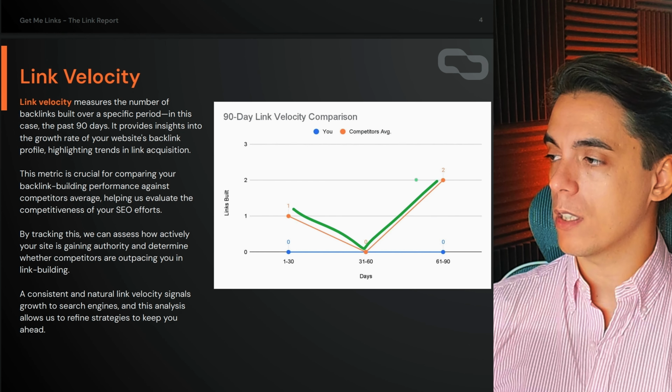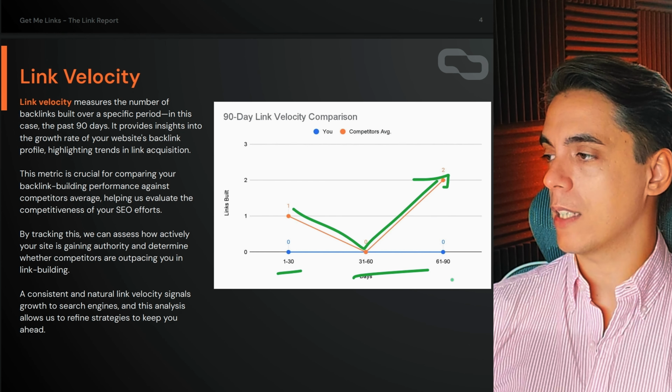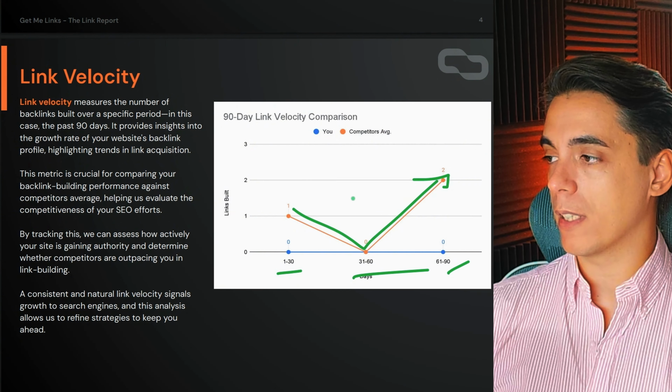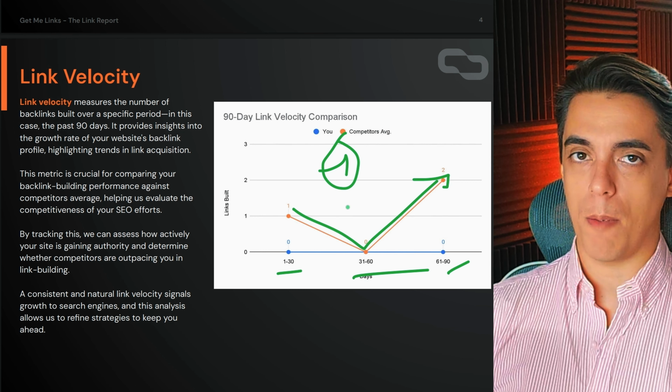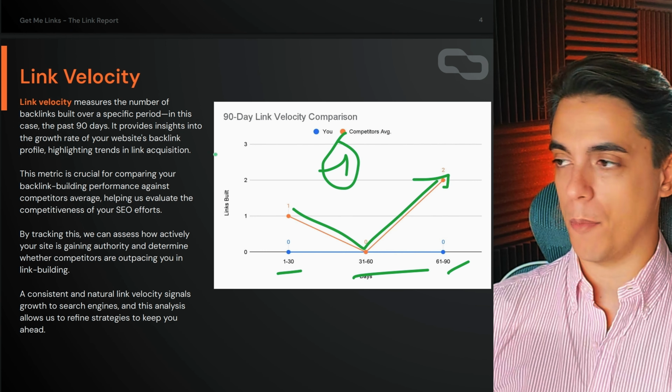At what velocity, right? In a 30, 60, 90 day time frame are these competitors building links? And the velocity is very poor. Only about 1 backlink on average per month. We can do better than that. We will catch up with them.